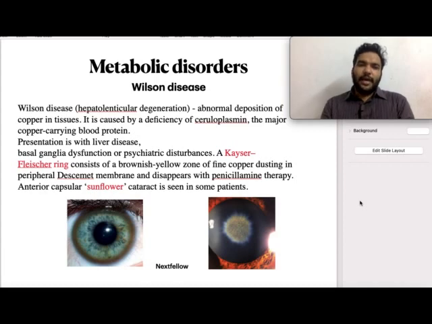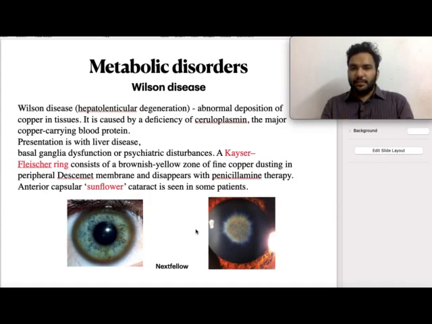Wilson's disease, hepatolenticular degeneration, is abnormal deposition of copper in tissues. This is due to deficiency of ceruloplasmin, the major copper carrying blood protein. The presentation will be liver disease, basal ganglia dysfunction, and psychiatric disturbances. There will be Kayser-Fleischer ring, which consists of a brownish yellow zone of copper dusting seen in the peripheral Descemet's membrane, and it disappears with penicillamine therapy.